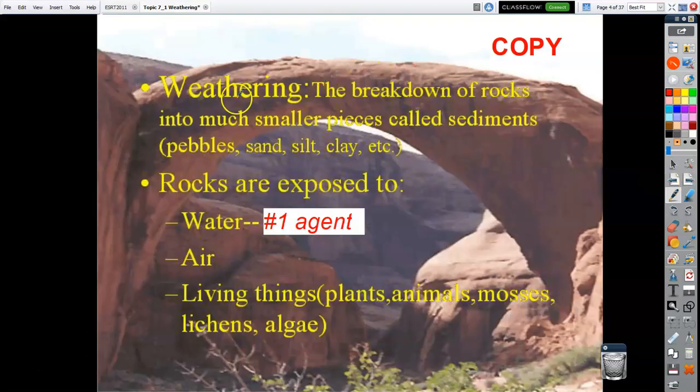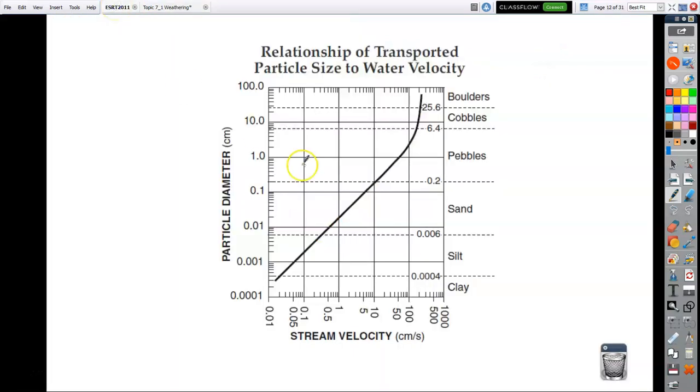All right, moving on. So weathering, this is the definition, is the breakdown of rocks into small pieces. Those small rock particles are called sediments, which form, of course, sedimentary rocks. Like these are your sediments: pebbles, sand, silt, clay. Let me go to the reference table real quick. So this is on page 6 in the reference table.